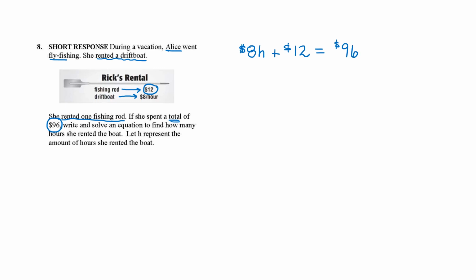You do not need parentheses in this problem. However, I do like to put parentheses in, so you might want to do that, just because this is the drift boat plus the fishing pole. Oops. I shouldn't have done that. Sorry, I'm going to erase that real quick. Let's go back to fishing pole equals the cost.